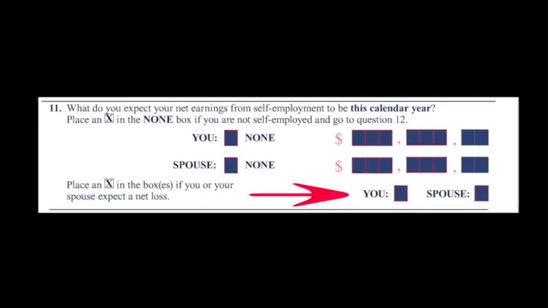Question 11 asks what you expect your net earnings to be from self-employment. If you or your spouse are not self-employed, you would place an X in the box that says none and move on to question 12.